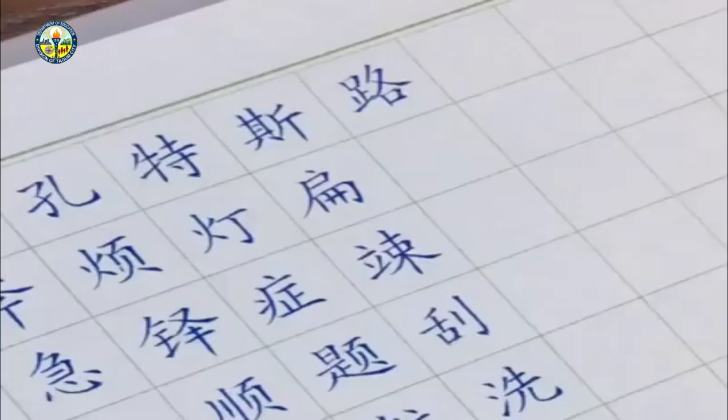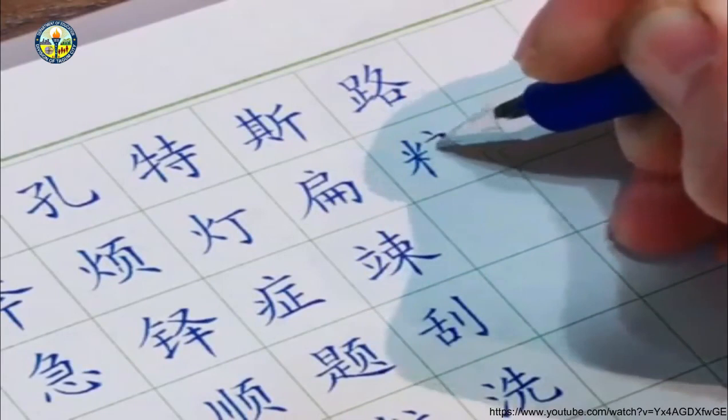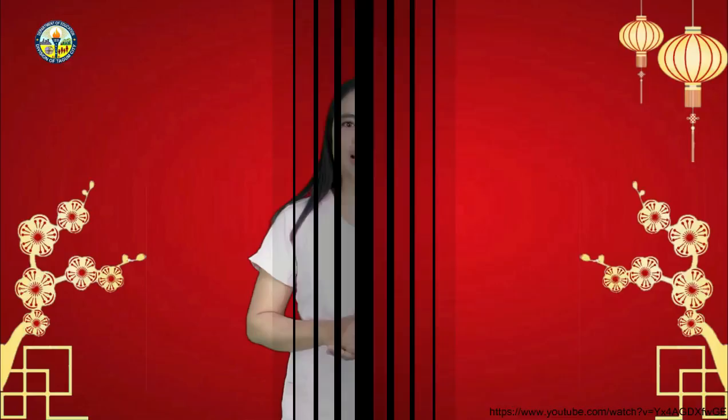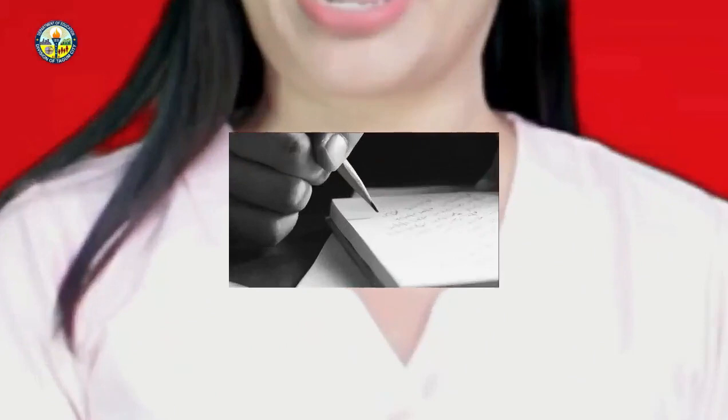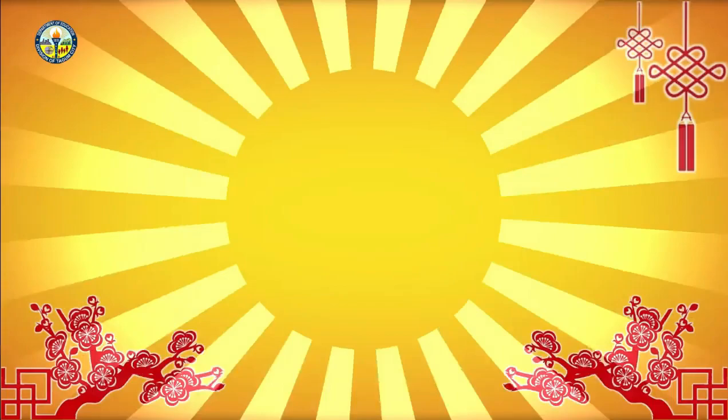It is also a source of pride and pleasure for the Chinese people and embodies important aspects of the country's intellectual and artistic heritage. Your beautiful handwriting is considered calligraphy. So, keep on writing, not only beautifully, but also artistically. Let us now explore the land of the rising sun, Japan.